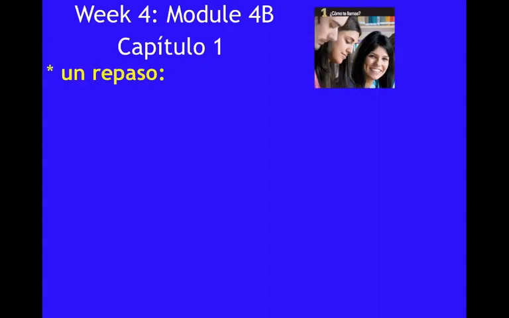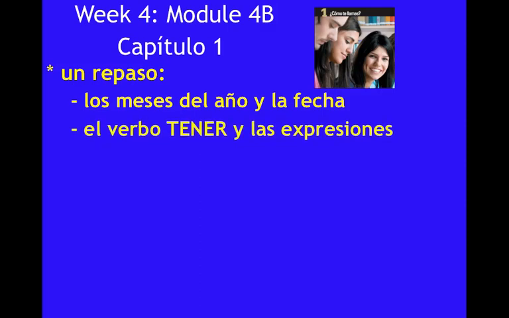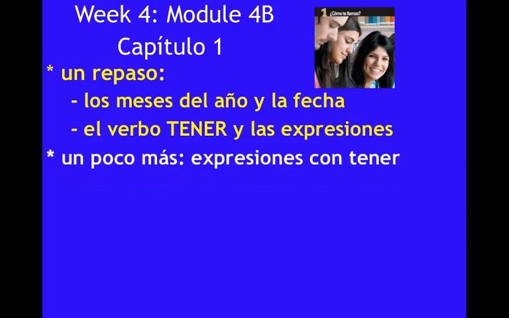We continue with capítulo 1, primero un repaso, review. Los meses del año y la fecha, which we accomplished in Module 4A, months of the year and the date. El verbo tener y las expresiones, perdón, the verb to have and expressions that go with the verb tener. And then un poco más, expresiones con tener. There's some other very useful expressions that use the verb to have.